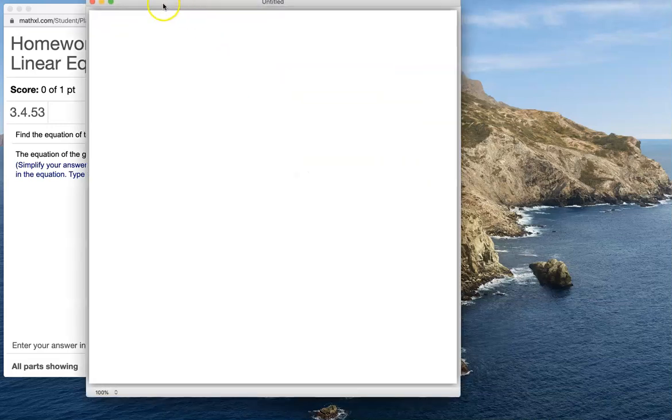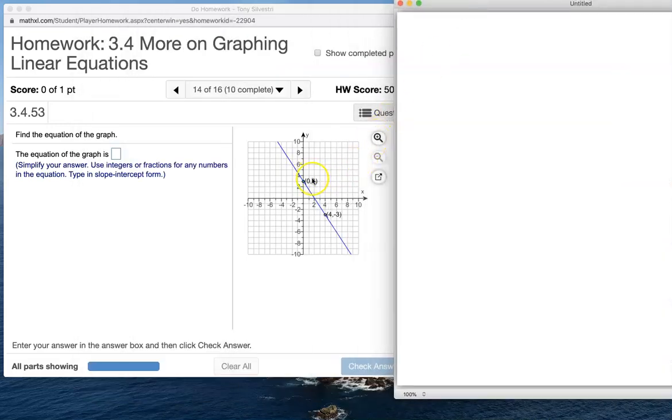You know, this is not much different from the problem we did where they gave us 2 points. All we care about are these 2 points that they gave us: 0, 3, and 4, negative 3. Of all this information they give us here, the only thing that means anything to us are the 2 points. And so I jot those down.